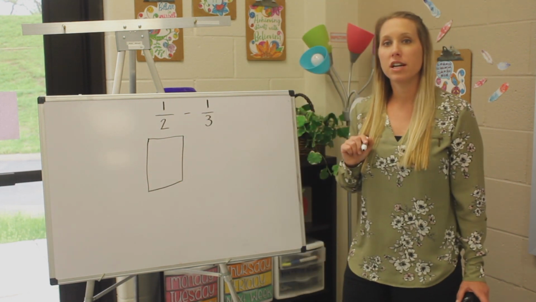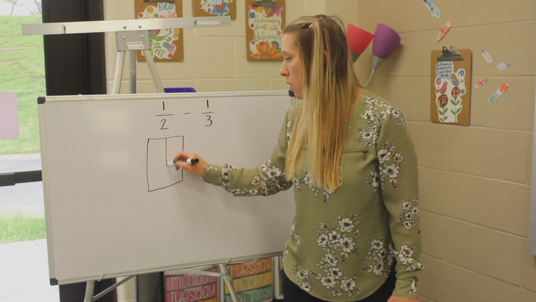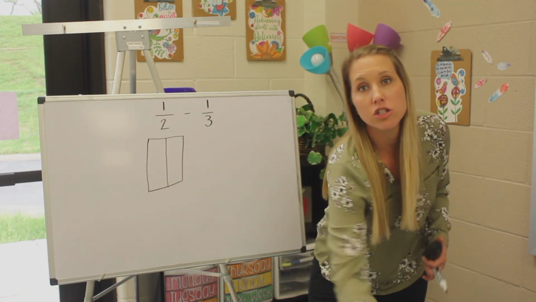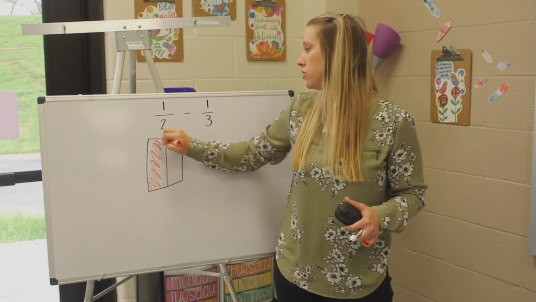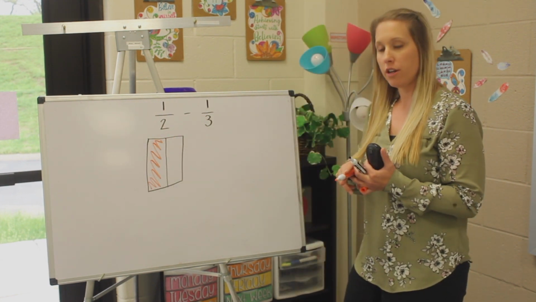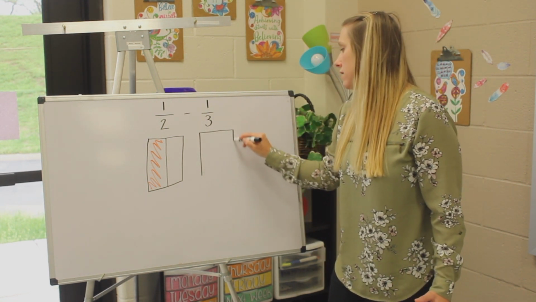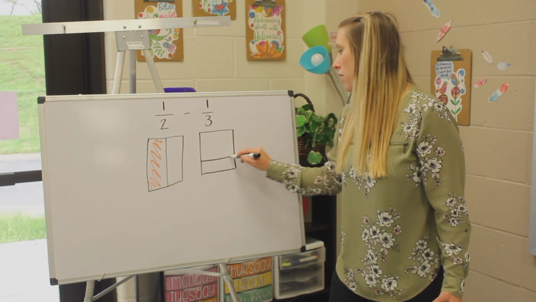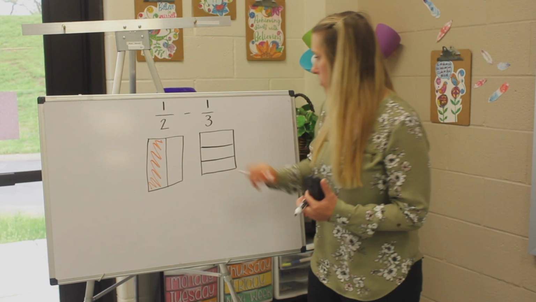Remember, the denominator tells me that there are 2 pieces in the whole. So I'm going to cut my whole in half. And I'm going to shade in one of those, 1 out of the 2. For thirds, I'm going to partition my whole into 3 and shade in 1 of the 3.